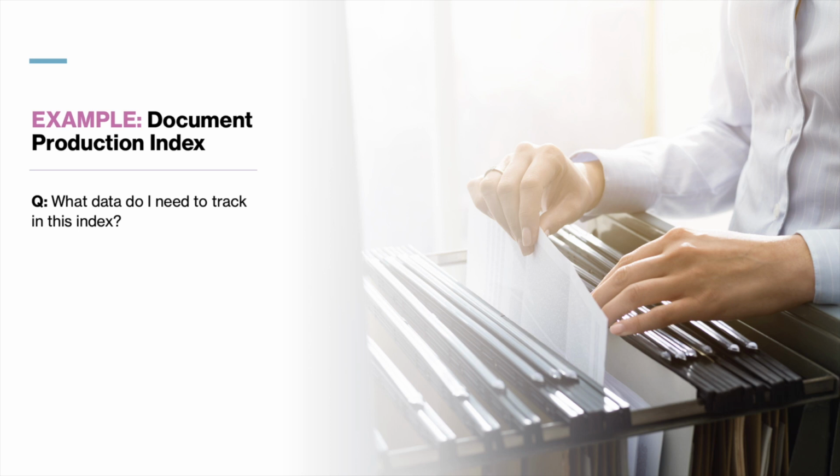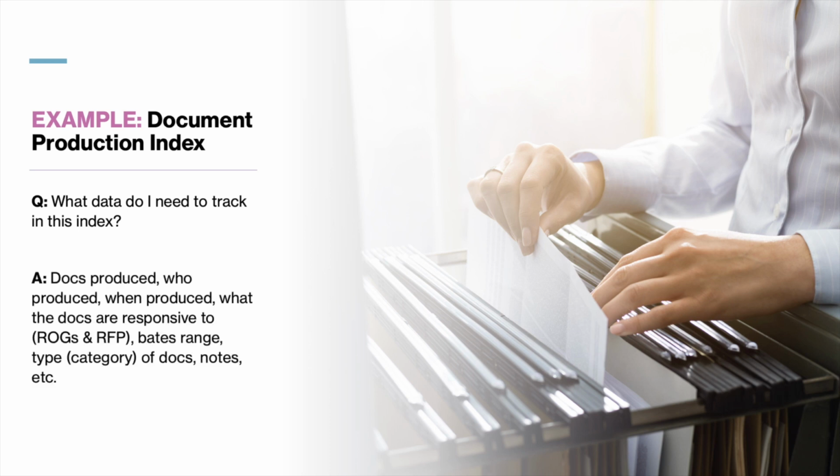For a document production index, I need to track the documents produced, who produced them, when they produced them, what the documents are responsive to, the Bates range for those documents, the type or category for those documents, perhaps some notes on those documents, maybe a hyperlink back to those documents. Those are all of the things that I need to track now, so that later, when I'm searching for things to pull out of the document production index, it's much easier for me to find those things.